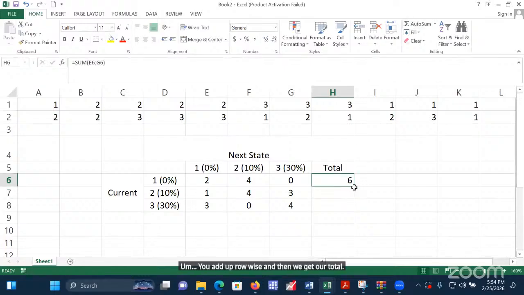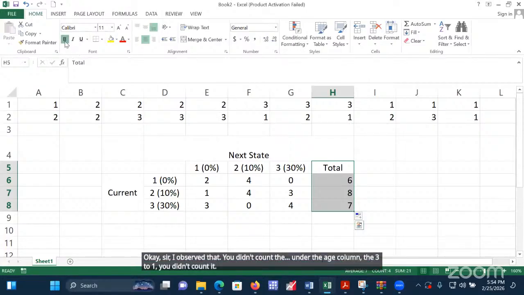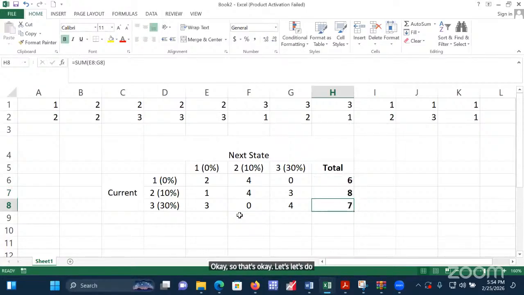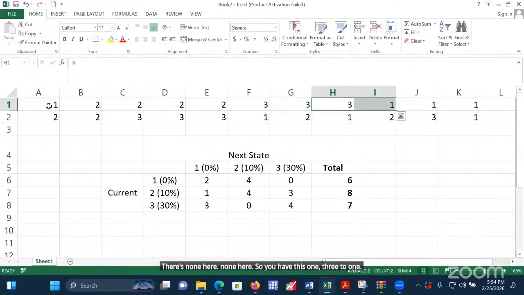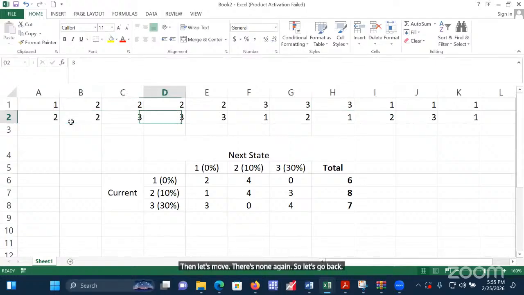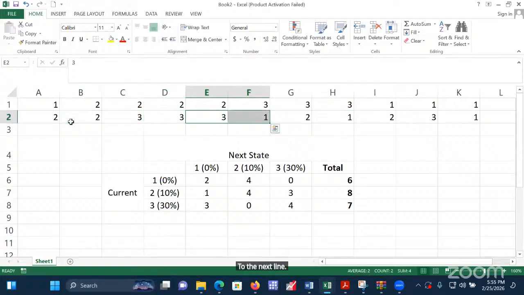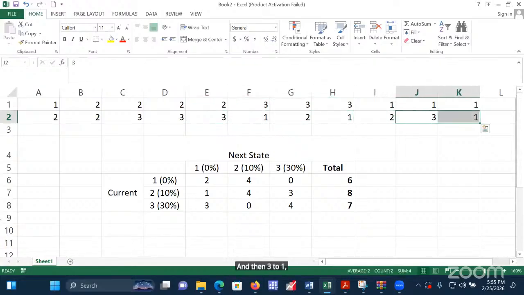Oliver, go ahead. Okay, sir. I observed that you didn't count the 3 to 1 under the H column. Okay, let's do it again. Let's start from the beginning. There's none here, none here. So you have this 1, 3 to 1. Then let's move. There's none again. So let's go to the next line. 2 is another 3 to 1. And then 3 to 1, that makes it 3. So 3 to 1 is 3.